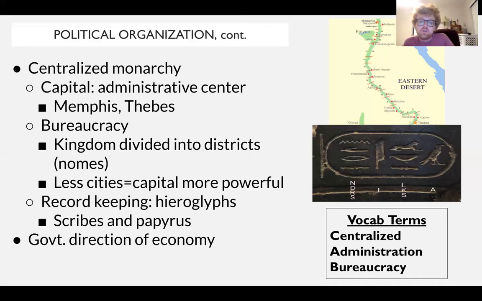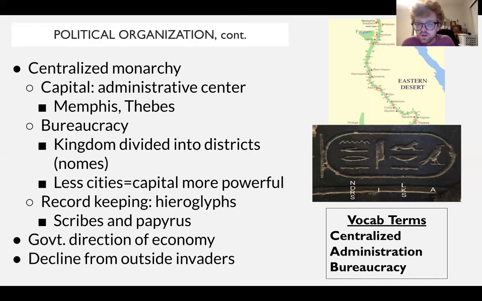But we also have this influential political system that basically controls the economy. It directs when harvesting will take place. It directs when and how food is distributed. So we see how powerful government is in ancient Egypt, and that is something that is very unique to Egyptian society.